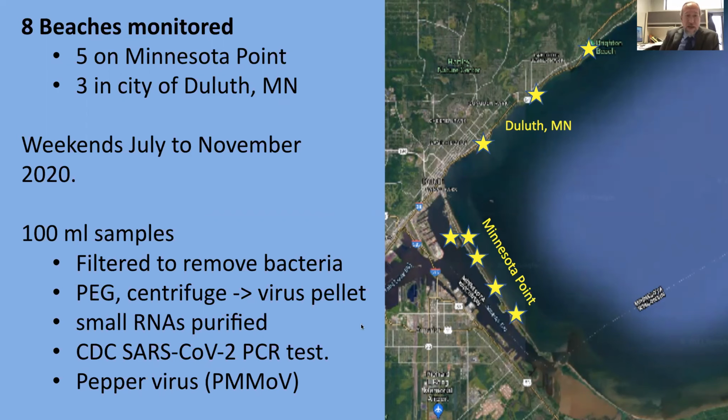And then we just use the standard CDC SARS-CoV-2 PCR test that we use for our wastewater testing, and that's used for people. And we also importantly included the pepper mild mottle virus. This is a virus that infects peppers, but it's in most of the processed food that we eat, and it's the most common virus in human feces. It's also an RNA virus. So it gave us a way to say that we were actually purifying virus. If we didn't detect SARS, we would expect to maybe detect the pepper virus as an indicator of human activity or presence of humans.